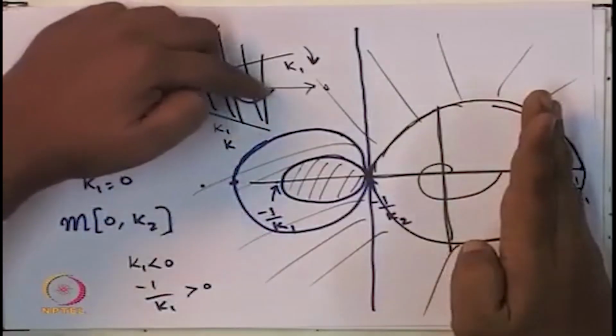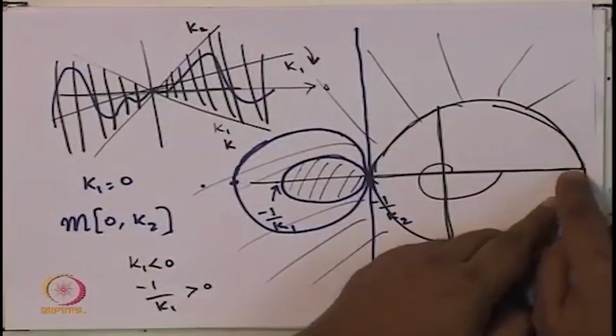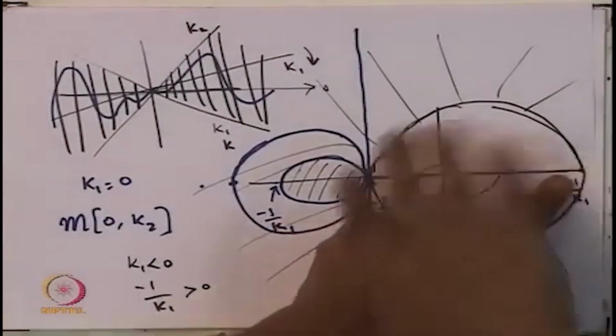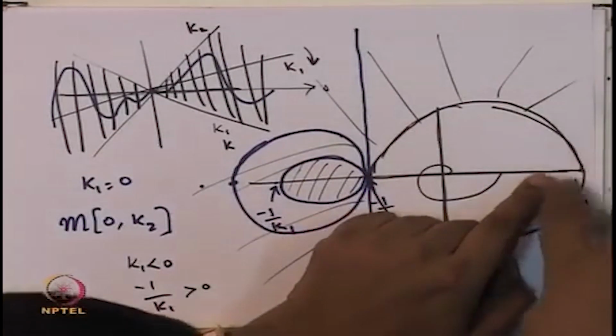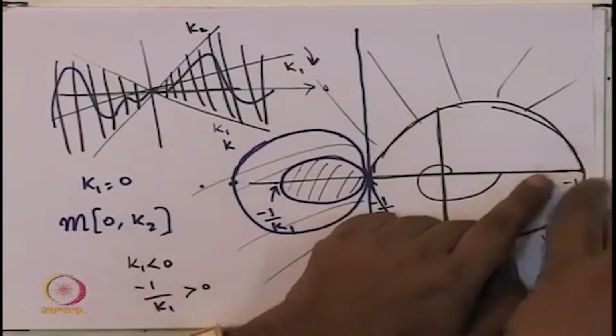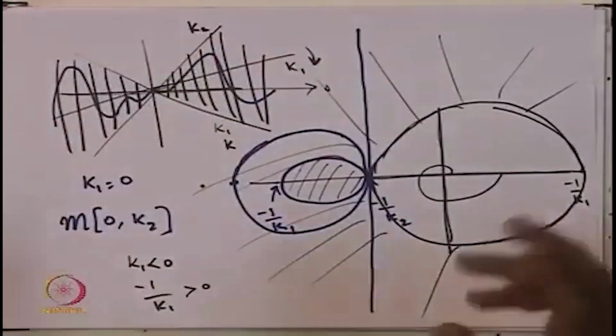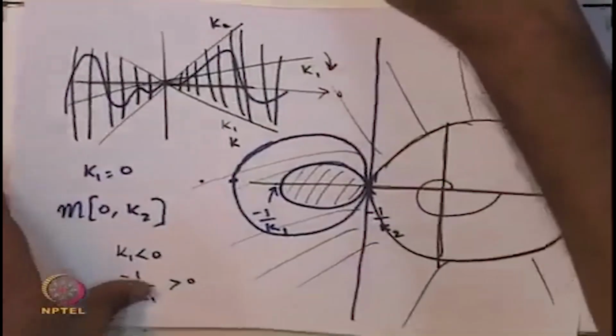And then suppose k2 becomes negative, then minus 1 by k1 is here and minus 1 by k2 would be further to the right, and then you would have a circle there, and the interior of that circle has to be avoided, whereas the exterior is the good portion. Okay. So, maybe I would just draw a series of pictures with the circle, and I will also draw which is the good region, which is the bad region.